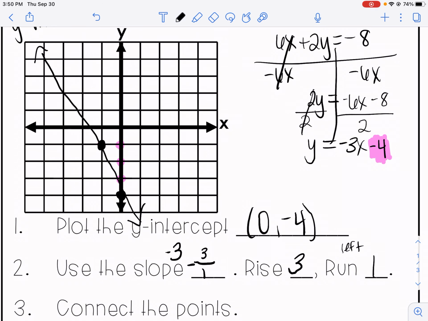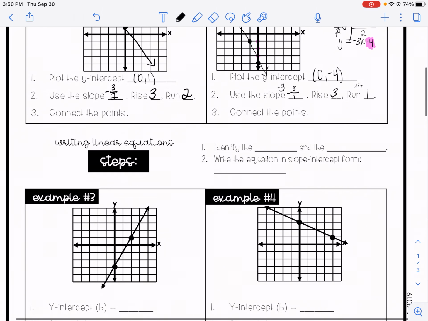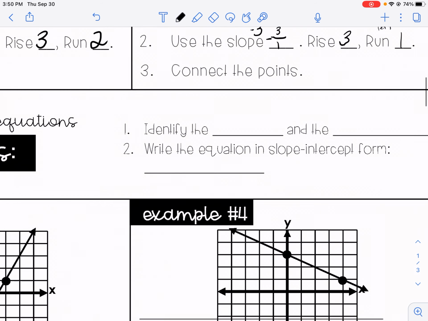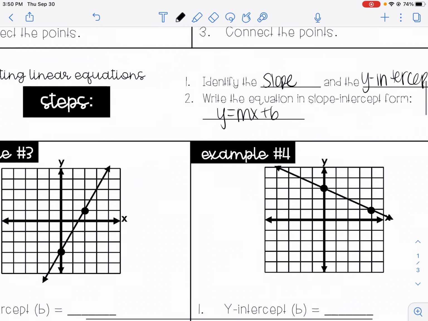Okay, so now we're gonna write an equation from a graph. So on example 3, you can see the line's already there. We have to write the equation. We need to identify the slope and the y-intercept. And then we're going to just write it in y equals mx plus b, which we did a little bit last week, but we did not do it from our graph.